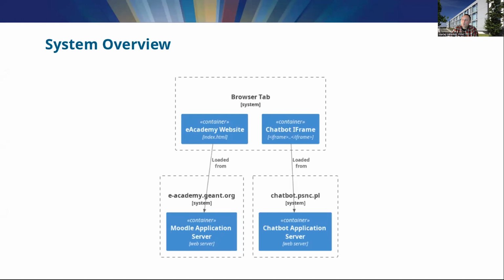The AI Academy website, which is an HTML page within the browser tab, plays the role of the main interface of the e-learning platform. It is loaded from the eacademy.géant.org server and is powered by the Moodle application server. The chatbot iframe is an embedded frame within the website's HTML code that displays the chatbot interface. It is loaded from the chatbot.psnc.pl server and is powered by the chatbot application server.